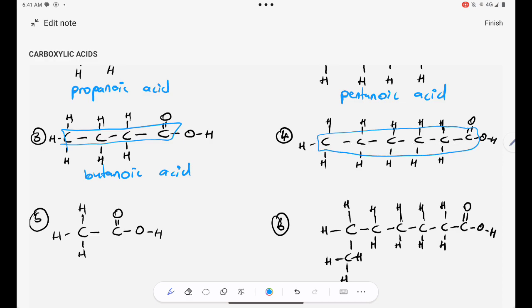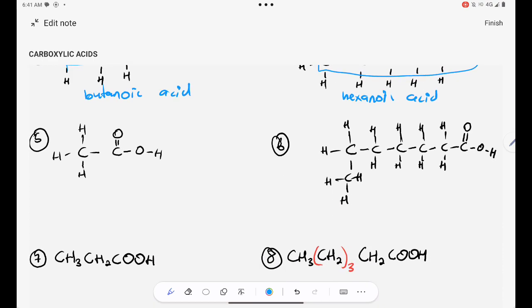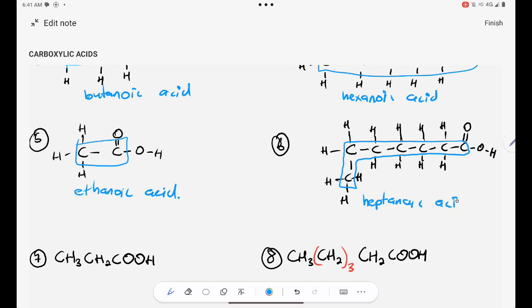And then this one has how many carbons? 1, 2, 3, 4, 5, 6. This will be hexanoic acid. And then over here I only have 2 carbons on my parent chain. This will simply be ethanoic acid. And then my parent chain is like this. Please note that, guys, you'll never find a side chain at the terminal carbon. So your parent chain has how many carbons? 1, 2, 3, 4, 5, 6, 7. So this will simply be heptanoic acid.